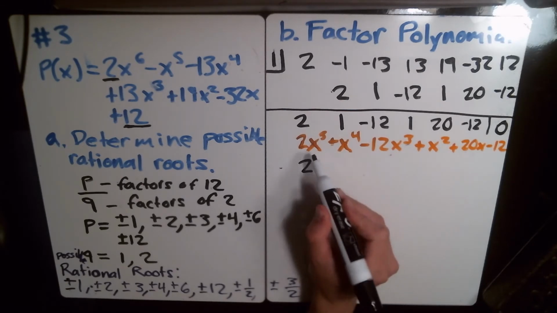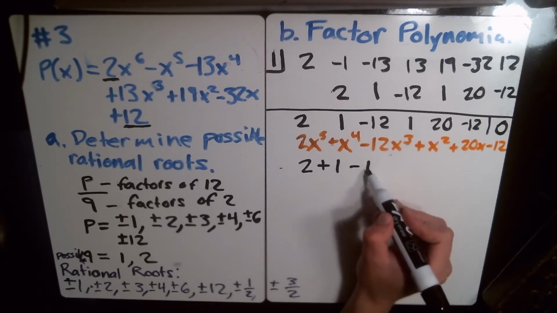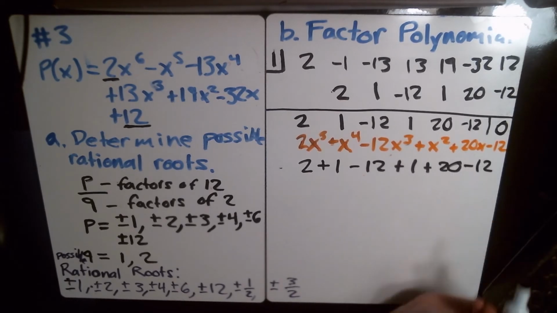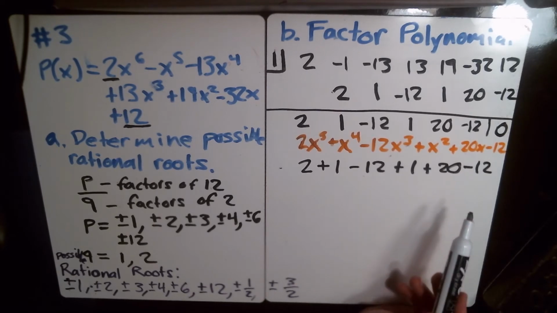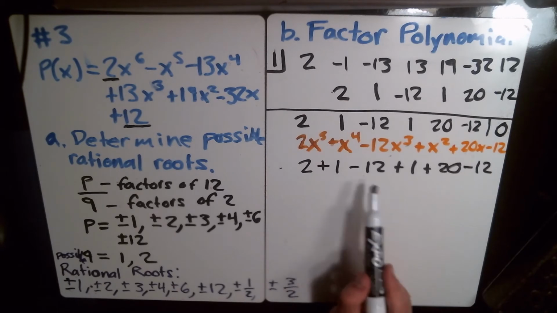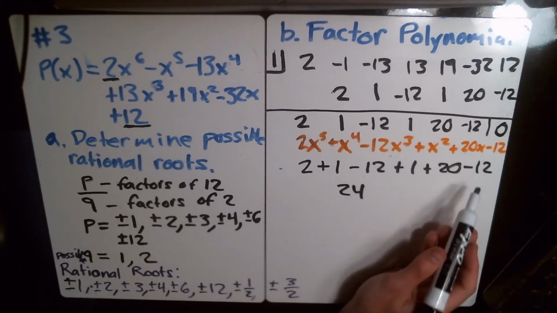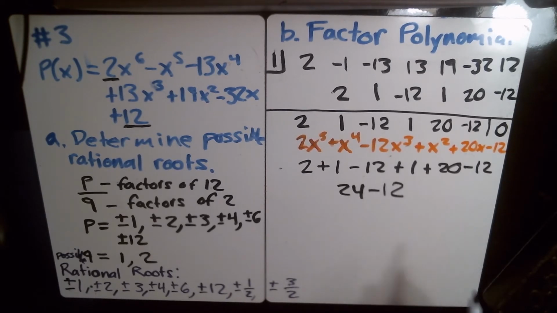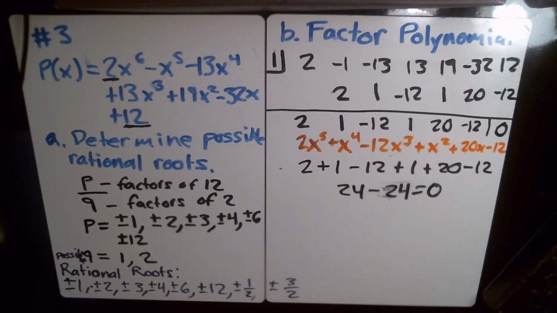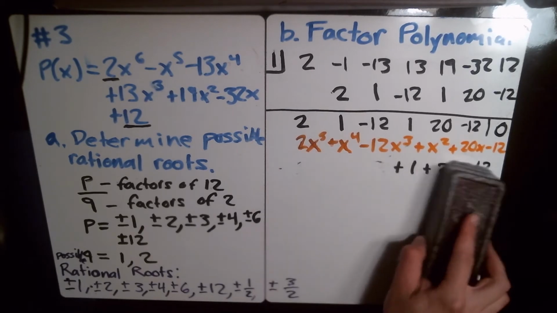So we've got 2 plus 1 minus 12 plus 1 plus 20 minus 12. Okay, so is that going to be 0? Well, we've got the positives. We've got 2, 3, 4 plus 20 is 24. The negatives, we've got 2 negative 12, so minus 24. So again, we've got 0 here. Okay. So yes, this is 0 when we plug in 1.